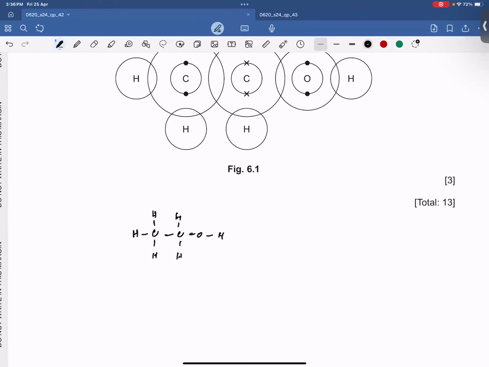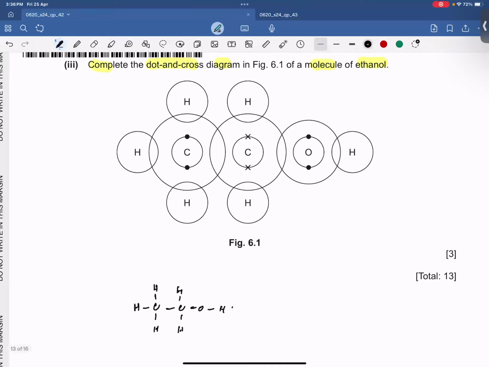So all of them are single bonds, which means one electron of each element is shared together. So carbon has 4 valence electrons because it is found in group 4 of the periodic table. 1, 2, 3, and this one is 4. Now this carbon's electrons are represented by cross. So 1, 2, 3, and 4. Oxygen has 6 valence electrons. 1, 2, 3, 4, 5, and this one is 6.